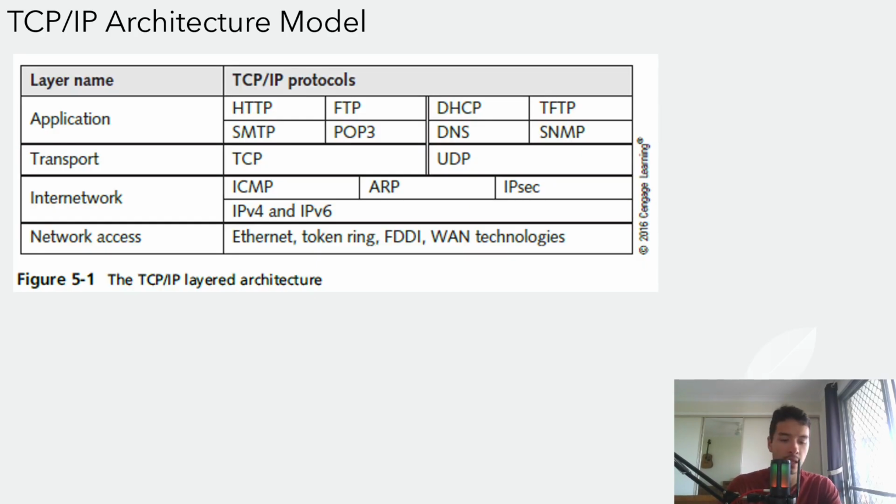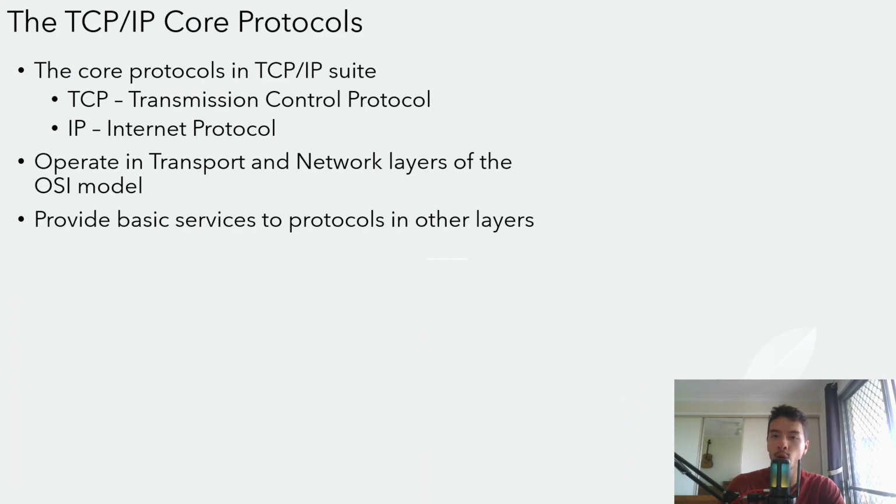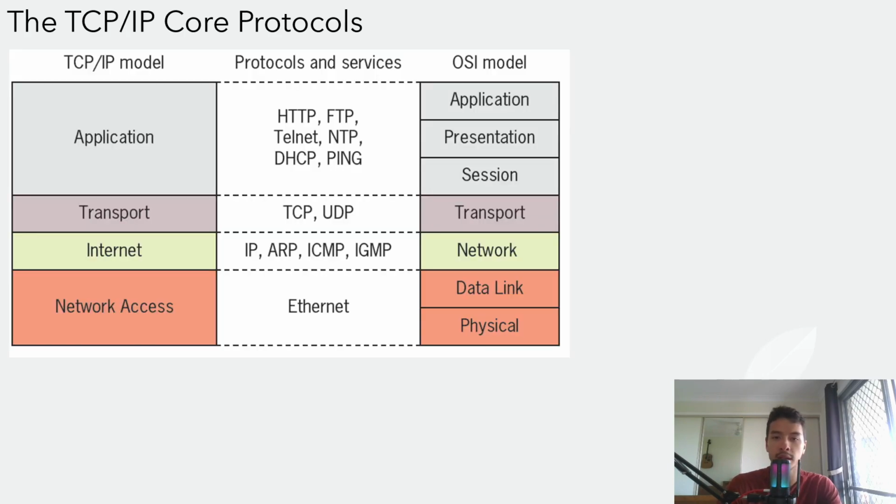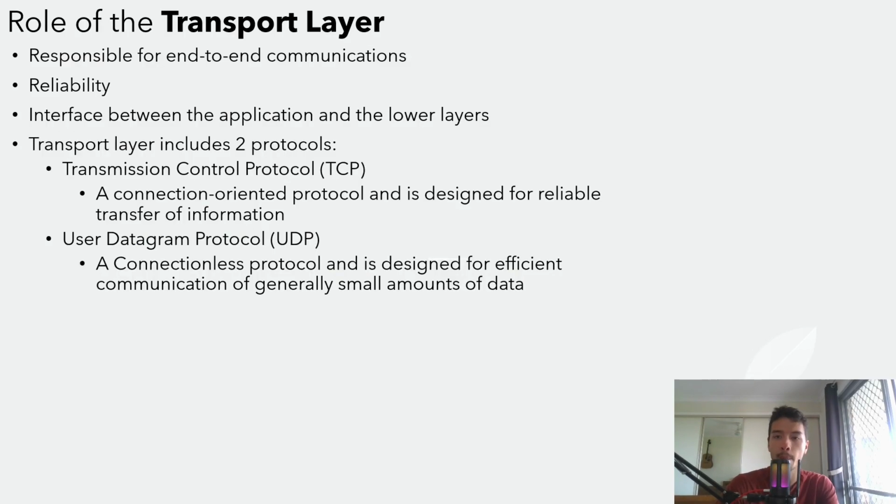So there's another demonstration there. The core protocols in the TCP/IP suite are TCP and IP. So you talk about transmitting and how data interacts. They operate in the transport and network layers of the OSI model and provide basic services in protocols on these layers. You can see the protocols there on the different models, the TCP/IP and the OSI, and how they interact. Basically, TCP/IP has condensed the application, presentation and session layers into one, and vice versa with the network, where you've got data link and physical in that network access layer.